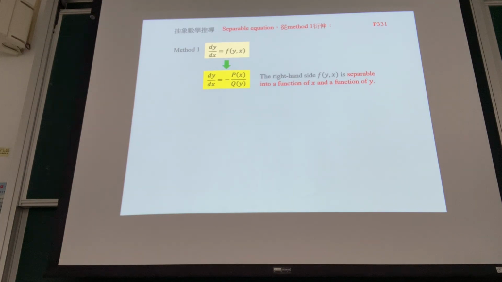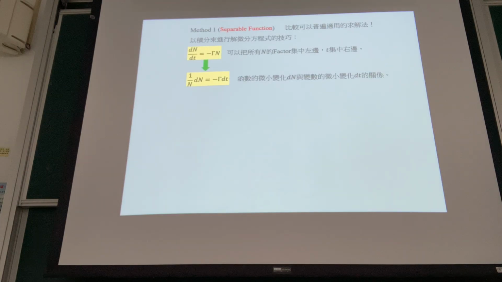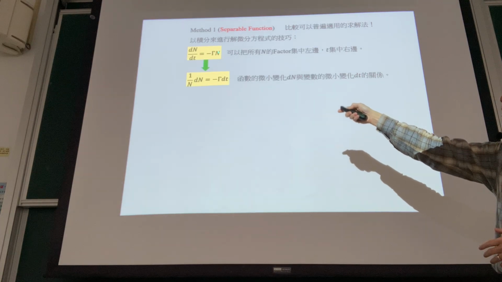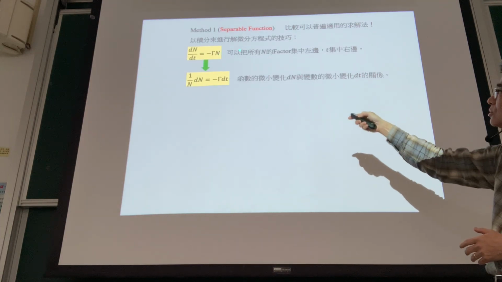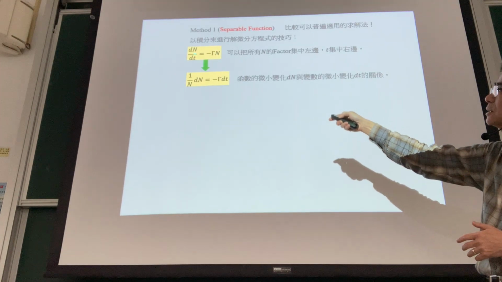Okay, so this method again, separable equation. Okay, method 1. Actually, it's very simple. dN/dt equals minus gamma N. Now, instead of just looking at it and guessing what the solution is, I can manipulate it in another way. I can pull the N on the right-hand side to the left-hand side. I'll translate into English later.